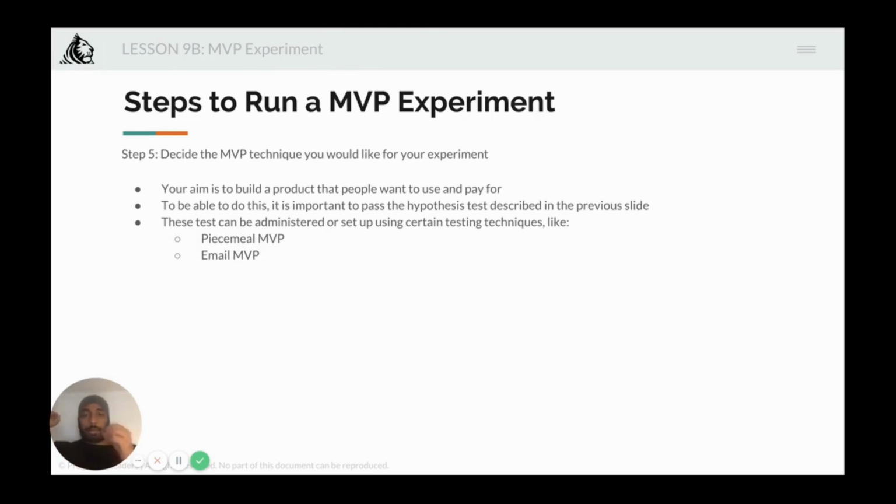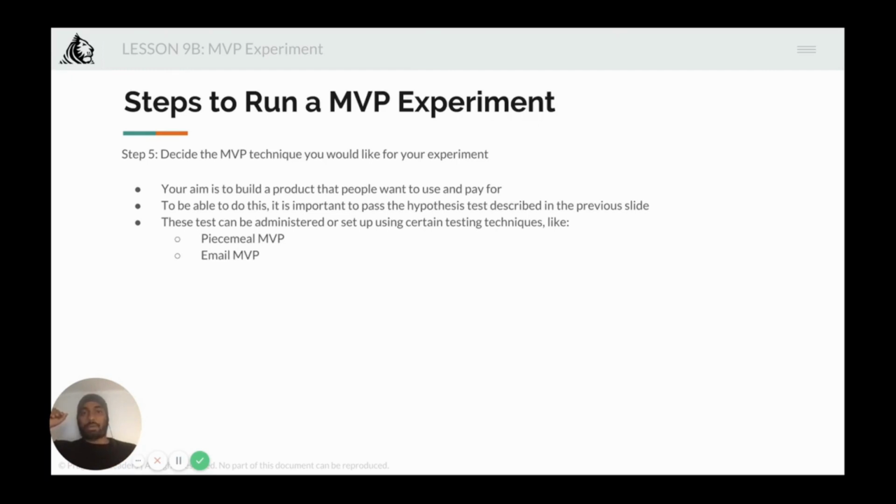Next is to determine the MVP technique you would like for your experiment. The main idea behind building an MVP is not to see the technical feasibility, but to see if it's even worth the effort to build the product. We'll be talking in detail about the various techniques of administering MVP tests later, but these techniques help you put forth the minimum viable product to your customers.